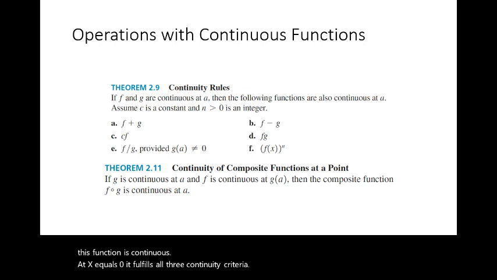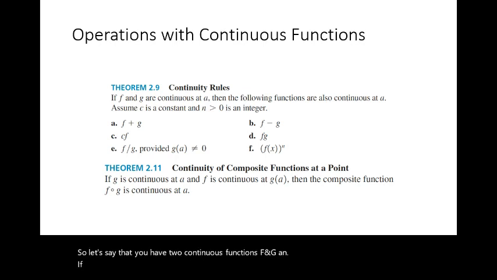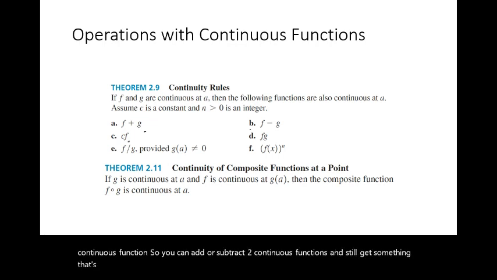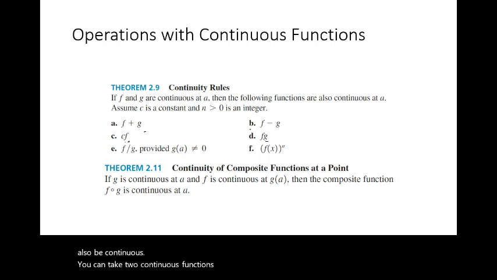So let's say that you have two continuous functions f and g. And if you take two continuous functions, you can do all of these operations to them and still get a continuous function. So you can add or subtract two continuous functions and still get something that's continuous. You can take a continuous function and multiply it by a constant, and that will also be continuous. You can take two continuous functions and multiply them, and its product is continuous.